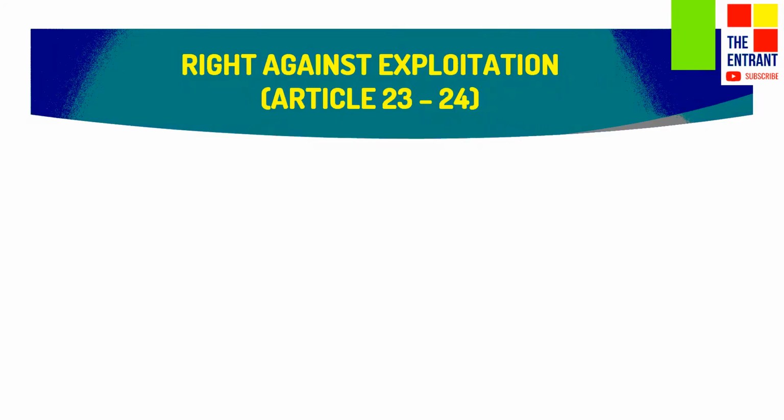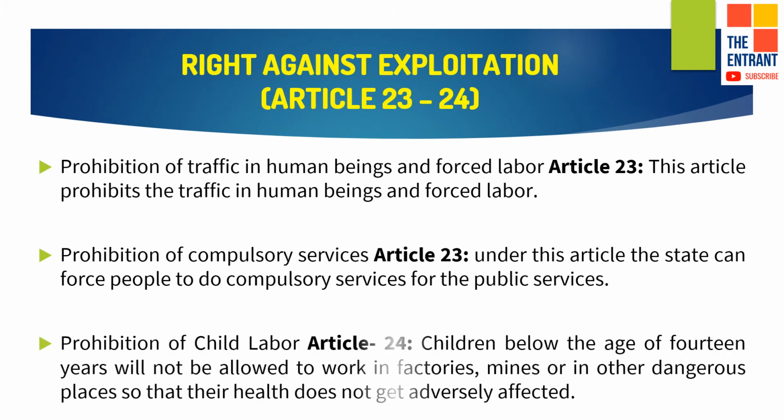The third fundamental right is right against exploitation, which runs from Article number 23 to Article number 24. Article number 23, prohibition of begar or forced labor. Article number 24, prohibition of employment of children below age of 14 anywhere.